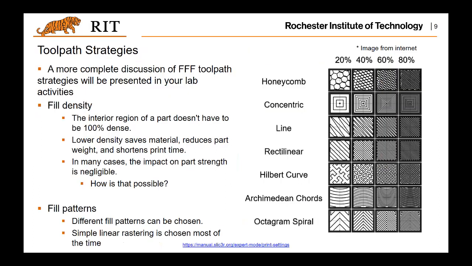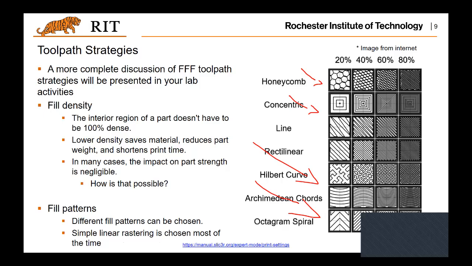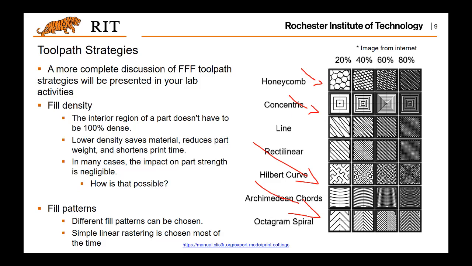All right. Another important aspect is toolpath strategies. As you might know, for printing a part using fused deposition modeling, the interior region of a layer actually is not 100% dense. Usually it has sparse patterns, and these patterns will sometimes produce different material properties. But it turns out, even if you choose different patterns for the infill, the part strengths are quite similar to each other.